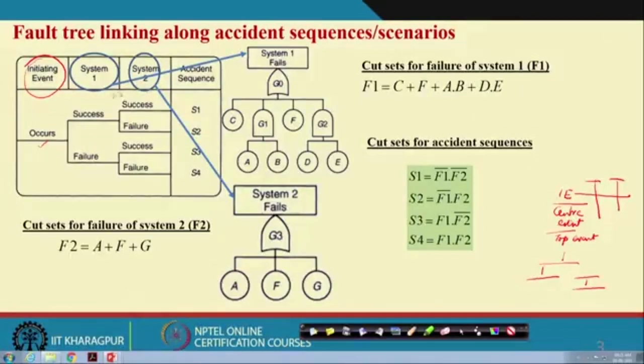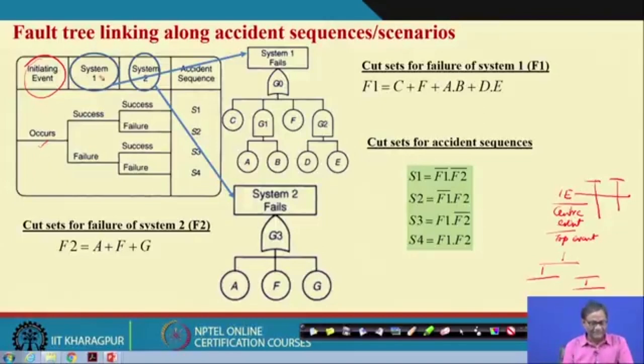So in this particular example, let there be two systems, one after another, and both are independent, they do not depend on each other. So given this initiating event, the success and failure of the two systems are known, or you have to find out. By success we mean that if this event occurs, then the system will be able to fight against this wrong thing, and then some kind of accident sequence or scenario will be generated, and if not, then another kind of scenario will be generated.